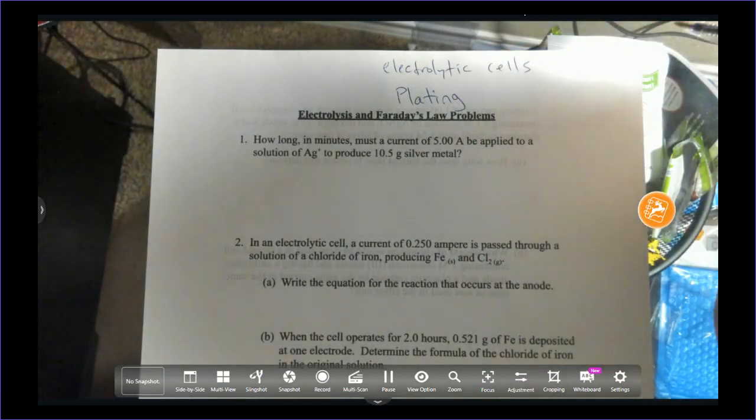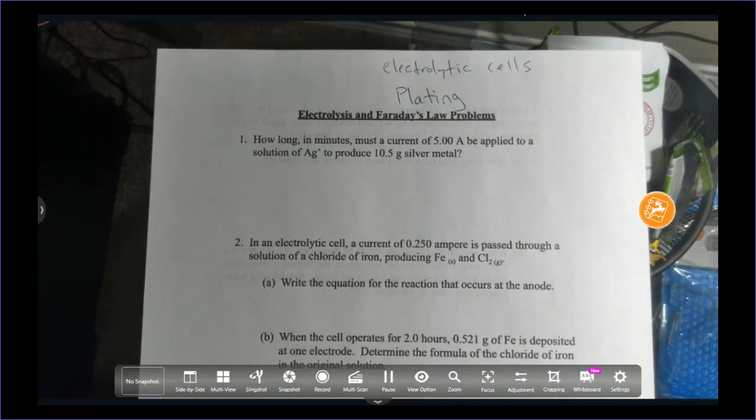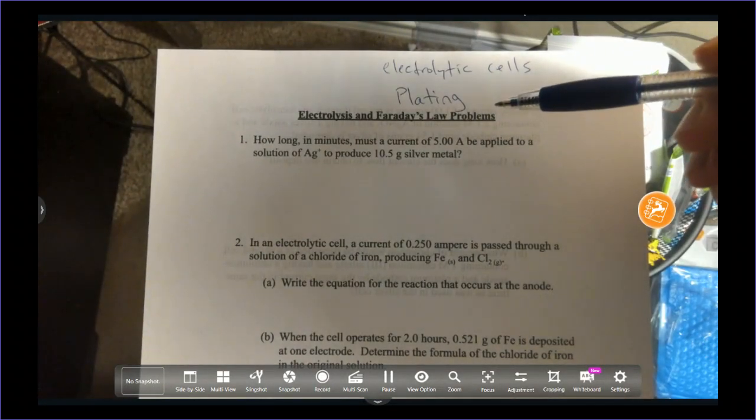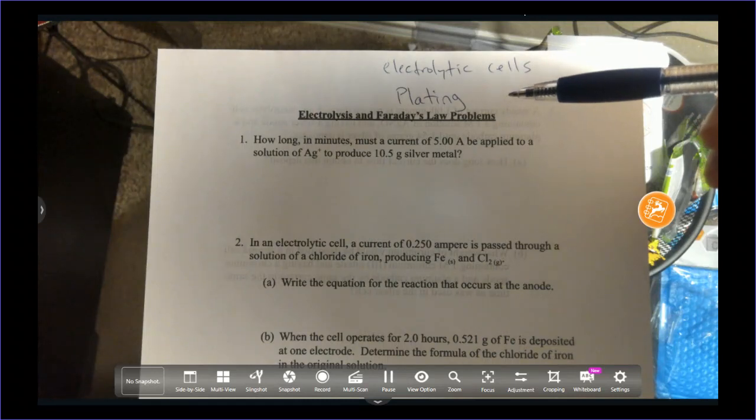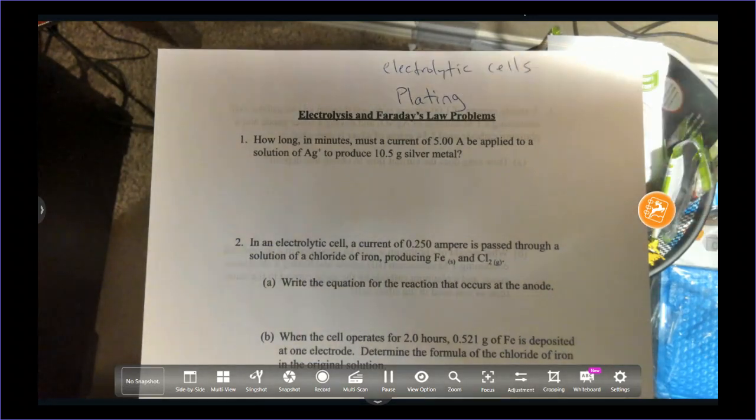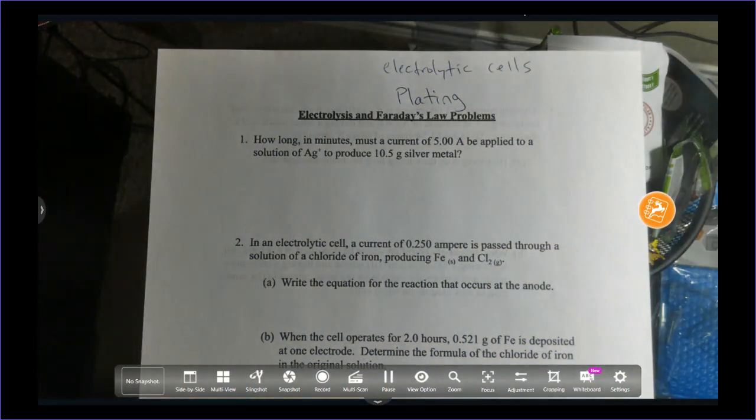This is the process by which they put chrome on car bumpers, if they get chromed out bumpers, or if you get galvanized metal, galvanized steel, like in your nails or your fence posts. They would put an electrode in solution with an ion of that particular metal. Let's just say you put in an iron electrode with zinc nitrate solution, pump it full of electricity, and the zinc will plate out on the iron. So anyway, that's the process we've got going here.